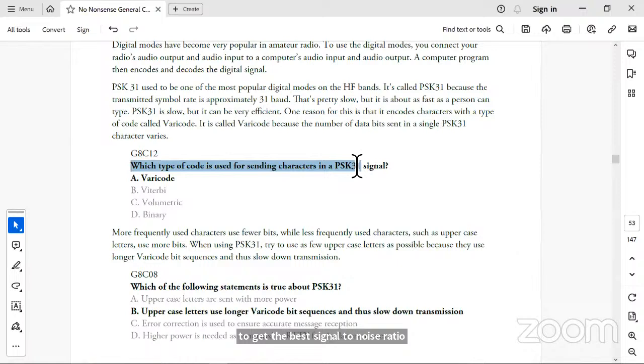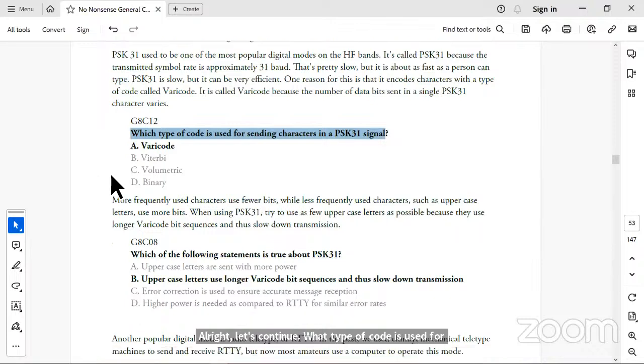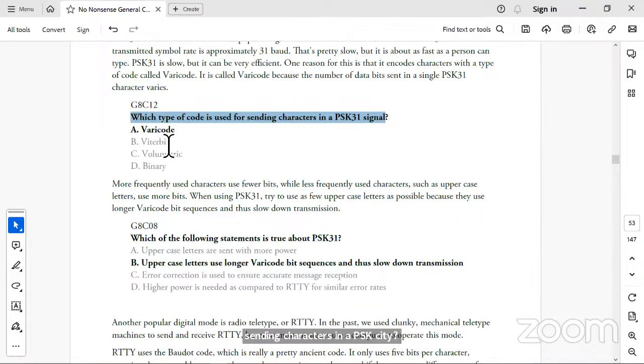All right, let's continue. What type of code is used for sending characters in a PSK31 signal? So you said varicode is what is used. Yeah, look at the distractors.